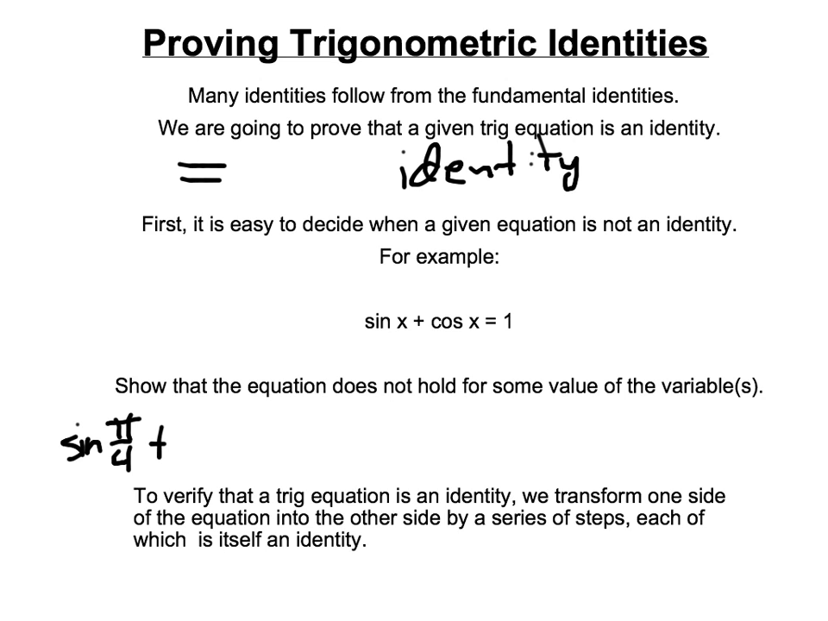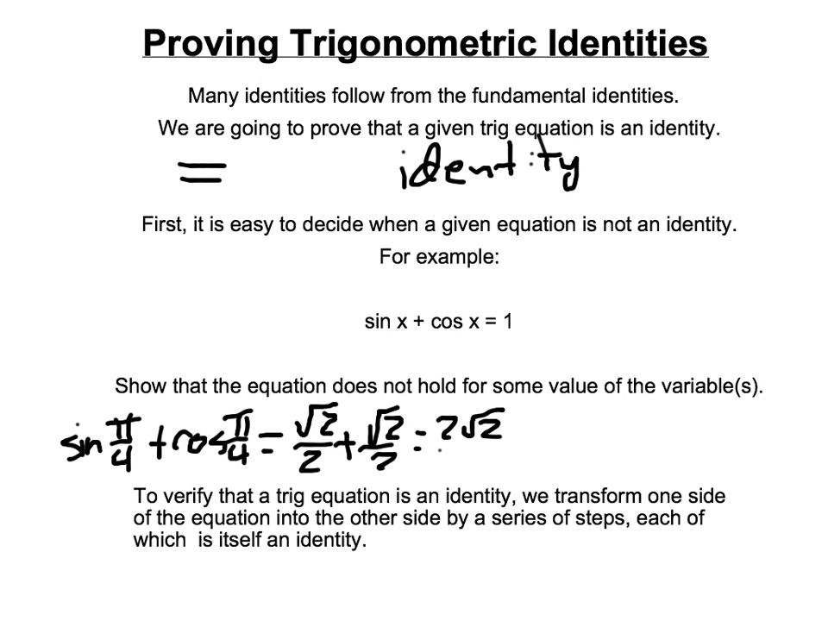So you've got the sine of pi over 4 plus the cosine of pi over 4. And let's evaluate. I picked that because both the sine and cosine of that is square root of 2 over 2. Square root of 2 over 2 plus square root of 2 over 2 is 2 square roots of 2 over 2, which is just the square root of 2, which does not equal 1. And so an easy way to disprove an identity, or a possible identity, would be to check a value of the variable and find something that makes it false.